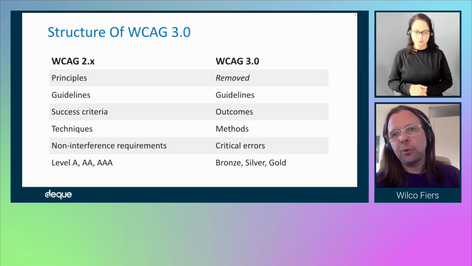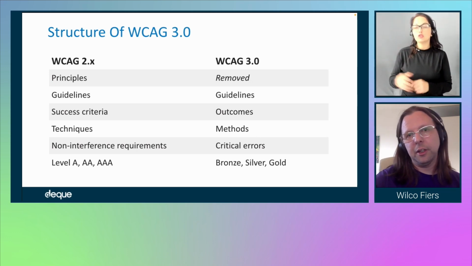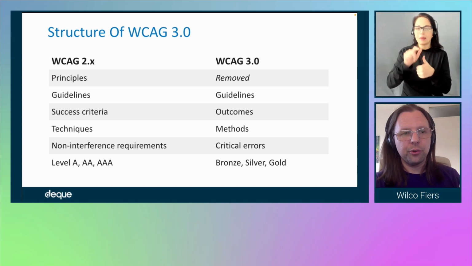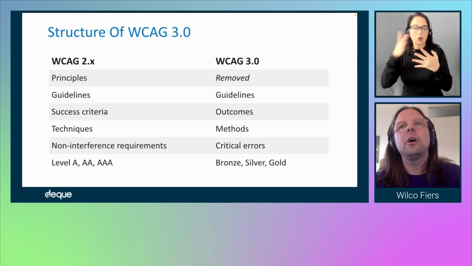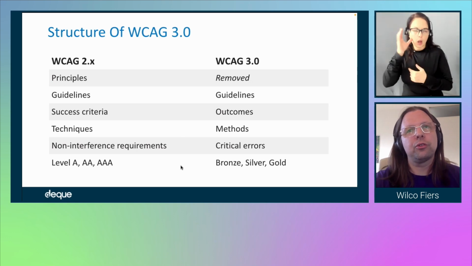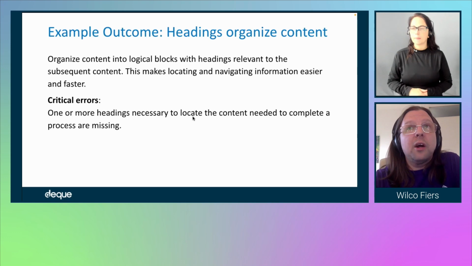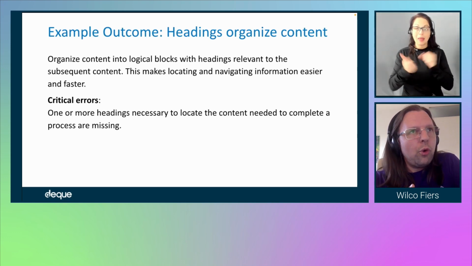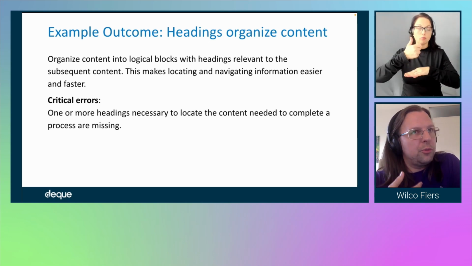Another change to WCAG 3 is that the conformance levels will be renamed from A, AA, AAA to bronze, silver, gold, as those concepts are just slightly better known and understood across cultures. An example of an outcome here is heading organized content. Organize content into logical blocks with headings relevant to the subsequent content.